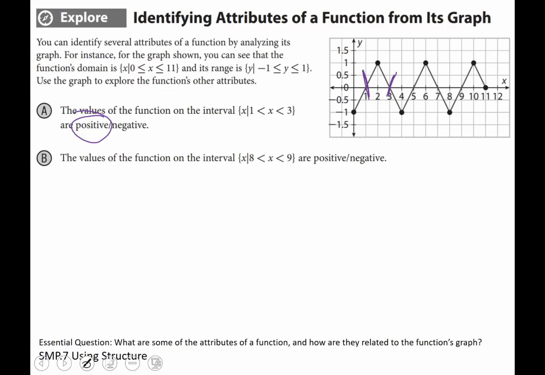The values of the function on the interval from 8 to 9. So from 8 to 9, they want to know if they're positive or negative. Those values are below the x-axis, so that would make those values negative. So notice, we're not looking at whether the graph is going up or going down. We're looking at where the y value is located, either above the axis or below the axis.